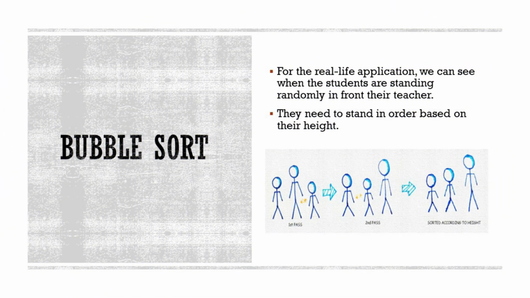And for a real life application, we can see students standing randomly in front of their teacher, and they need to stand in order based on their height. So as we can see, they are swapping between them until they are sorted according to height. This is also something we can see at the assembly at school.